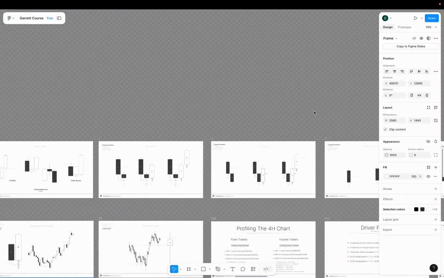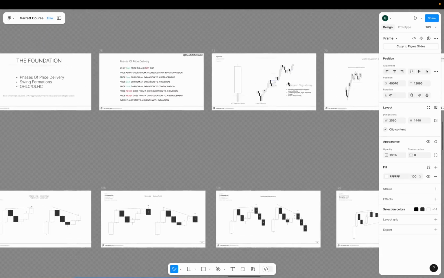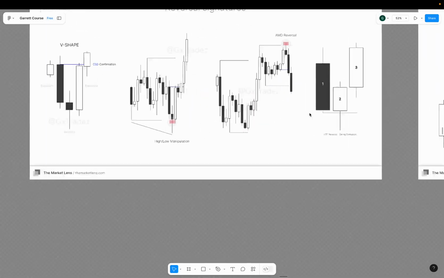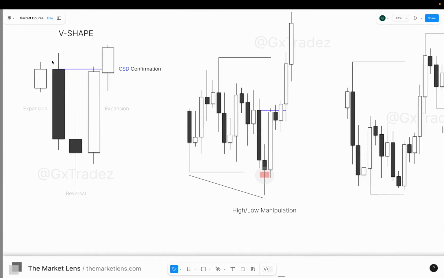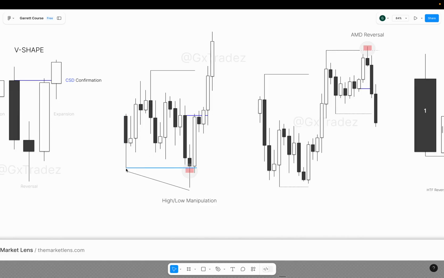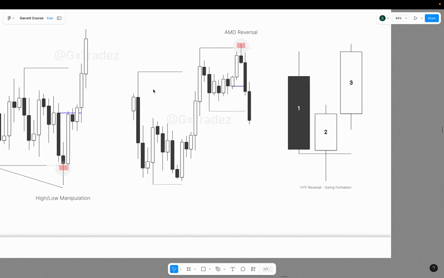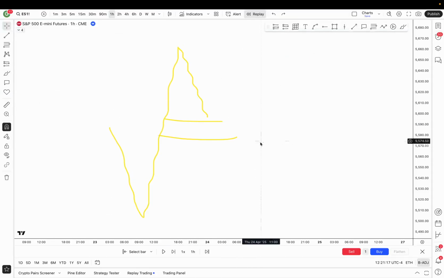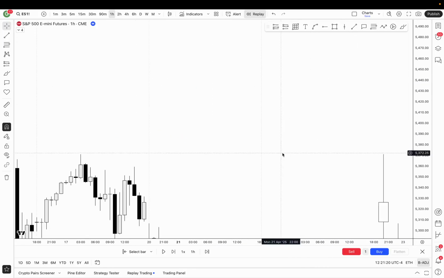So if you go over here, this goes back to one of my streams. This is what we want to see, right? We want to see that V shape ideally, right? Expansion into the level, expansion away. Now, this is what it would look like. Here's your reversal point and that V shape, right? But what if price hits the reversal point and it doesn't initially reverse? It doesn't give you this V shape. It consolidates. Well, this is when we refer to AMD reversal, right? Which is what we see here at this swing point.